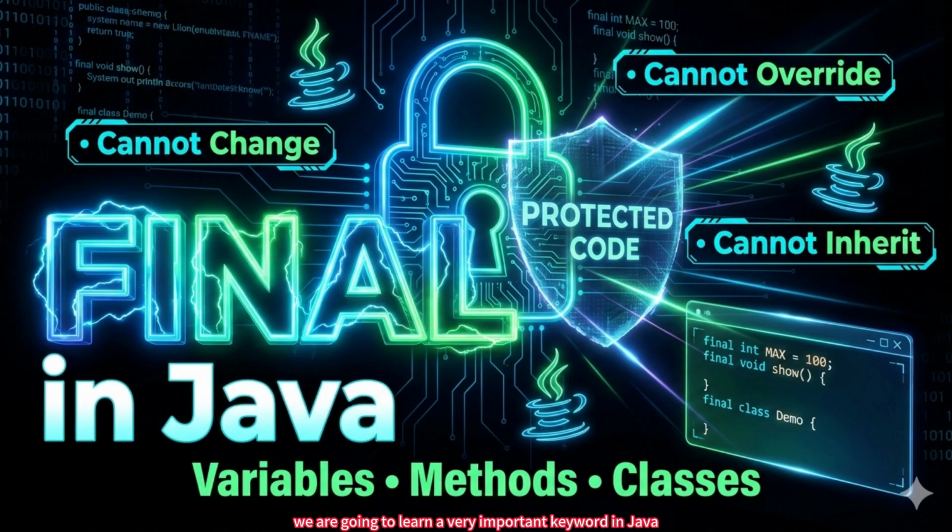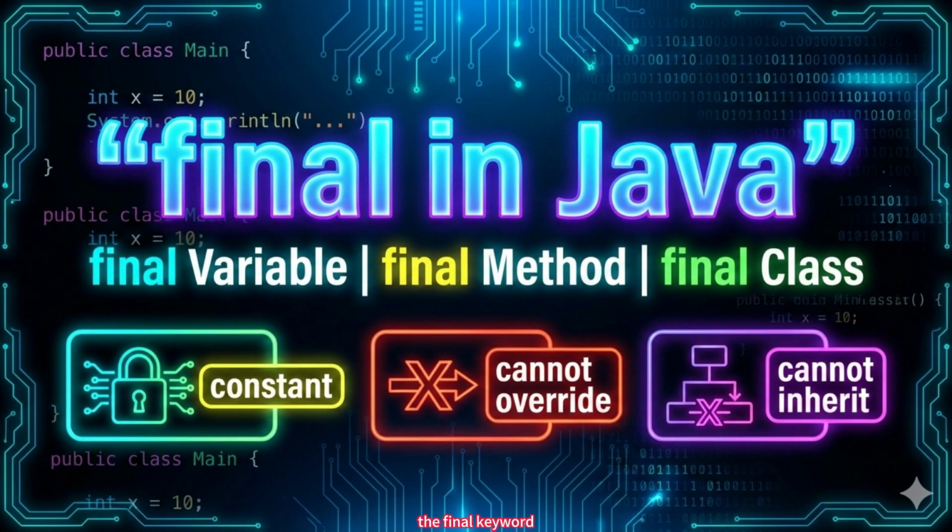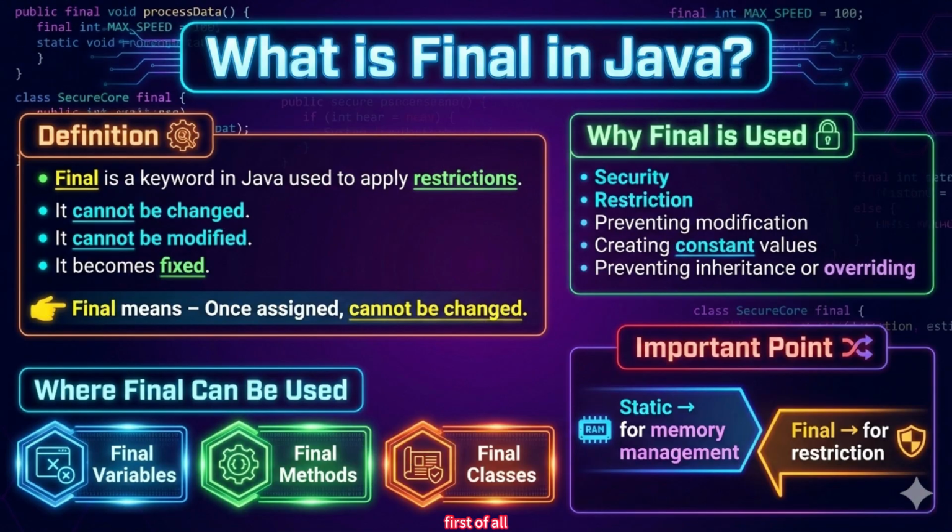Today in this video we are going to learn a very important keyword in Java. The final keyword. First of all, what is final in Java? Final is a keyword in Java which is used to apply restrictions. When something is declared as final, it means it cannot be changed. It cannot be modified. It becomes fixed. So in simple words, final means once assigned, cannot be changed.